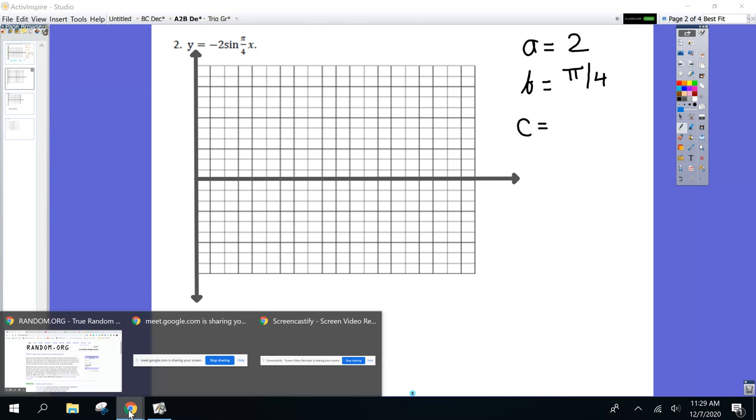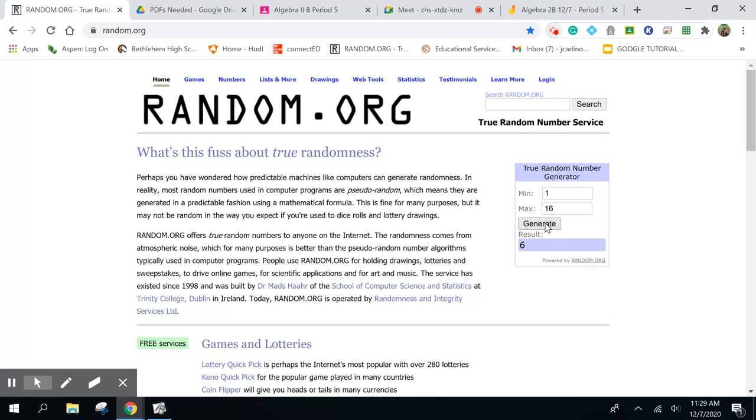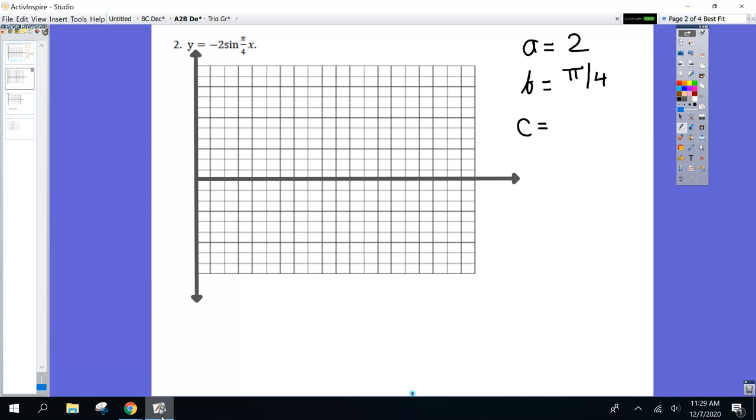C value. Mason, anything out in front there? No. So the C value is 0. There is no shift. Midline is at 0 for this problem. Midline at 0, no shift. So I don't have to worry about a different max or a min other than 2 and -2.